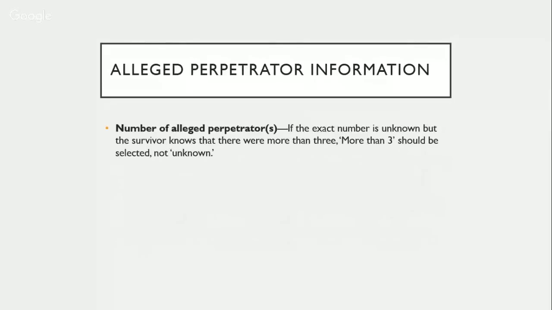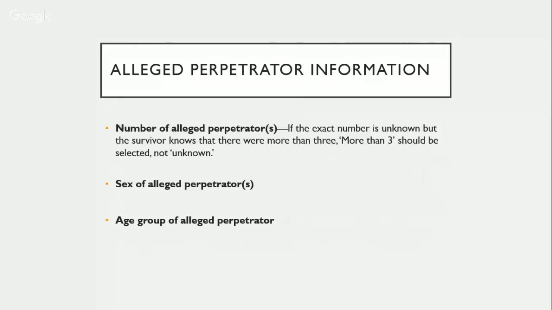First, we ask for the number of alleged perpetrators. 1, 2, 3, more than 3, or unknown. If the exact number is unknown, but the survivor knows that there were more than 3, more than 3 should be selected, not unknown. Then we ask for the sex of the alleged perpetrators. If there were multiple perpetrators and they were all male, you mark male. If they were all female, female. If there were both males and females involved, then you can mark both male and female.